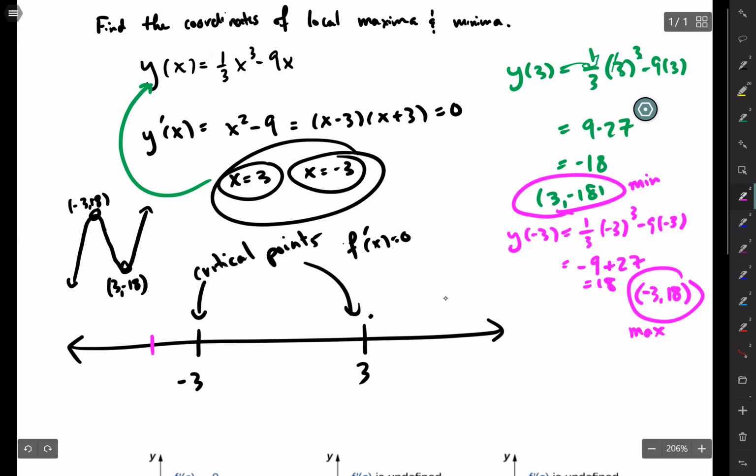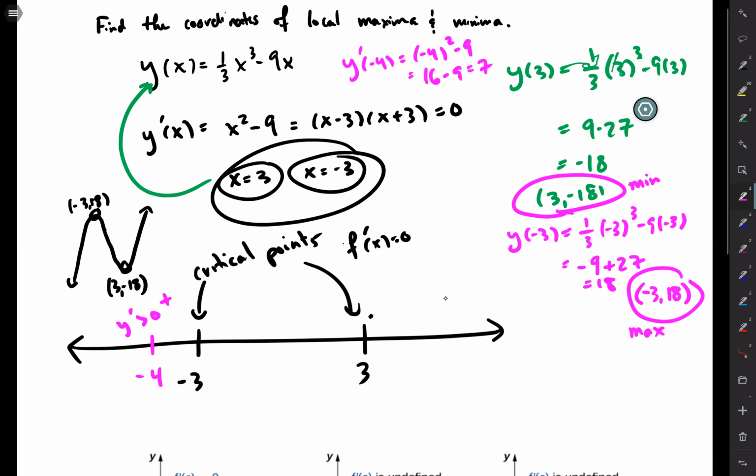So if I plug in any point over here, maybe -4, then y prime of -4 is -4 squared minus 9. That's 16 minus 9, which is +7. So that tells me the derivative, y prime, is greater than 0. It's positive, which means the slope is positive, so the original function is increasing. That's what I'm seeing here.